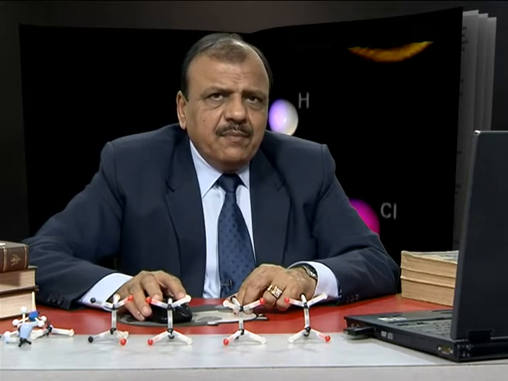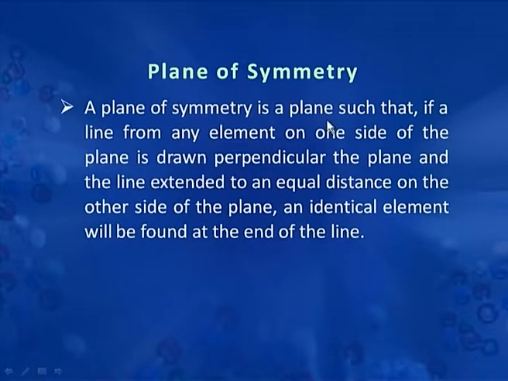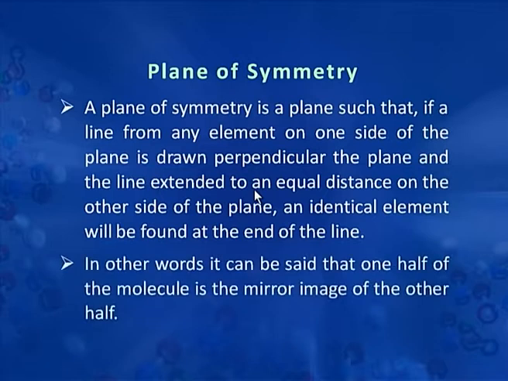Second element of symmetry is plane of symmetry. A plane of symmetry is a plane such that if a line from any element on one side of the plane is drawn perpendicular to the plane and the line extended to an equal distance on the other side of the plane, an identical element is found at the end of the line. In other words, we can say that one half of the molecule is mirror image of the other half.